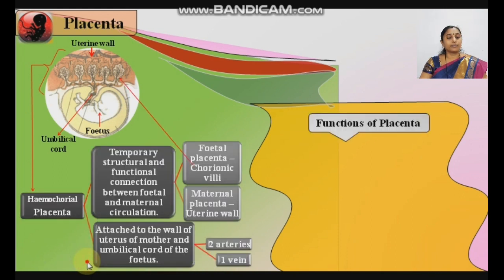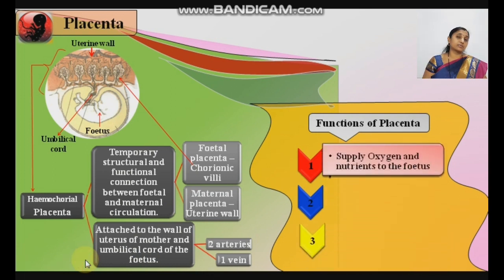Functions of placenta. What is the function of the placenta? It provides nutrition and oxygen supply to the fetus through the umbilical cord from mother to fetus. It also collects the waste products which are formed in the fetus, from the fetus into the mother, and through the mother's excretory system they get discharged outside the body.